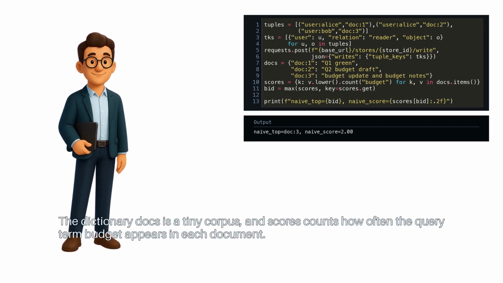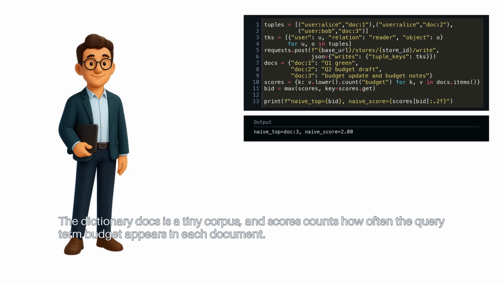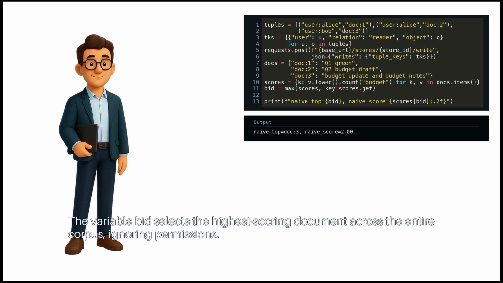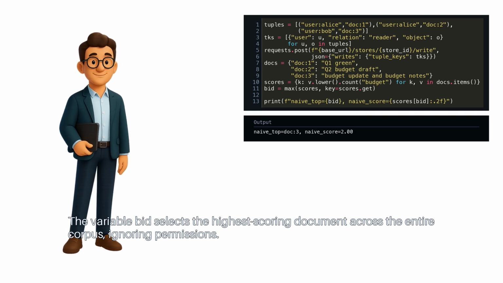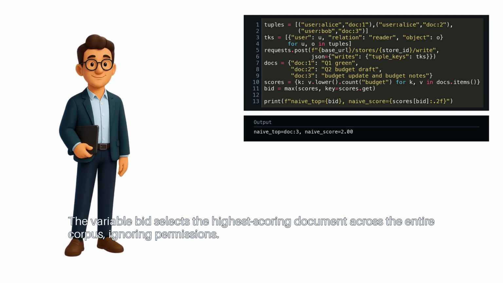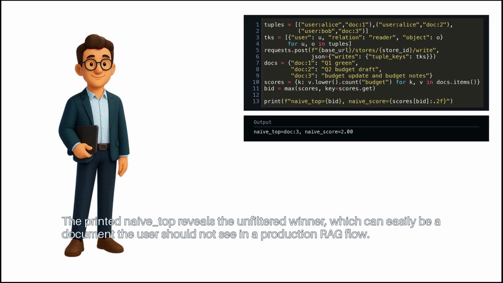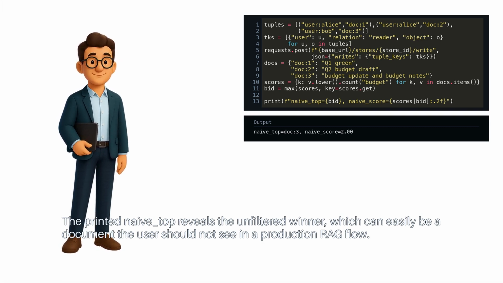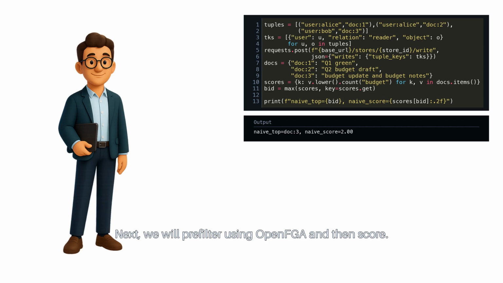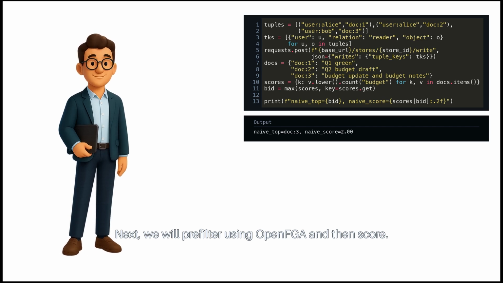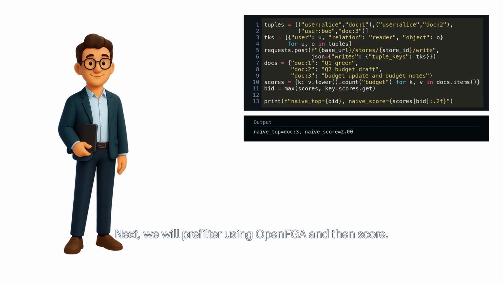The dictionary docs is a tiny corpus, and scores counts how often the query term budget appears in each document. The variable bid selects the highest scoring document across the entire corpus, ignoring permissions. The printed naive_top reveals the unfiltered winner, which can easily be a document the user should not see in a production RAG flow. Next, we will pre-filter using OpenFGA and then score.